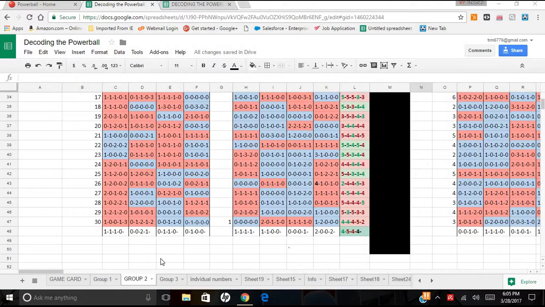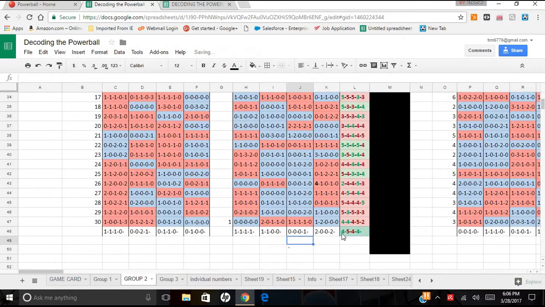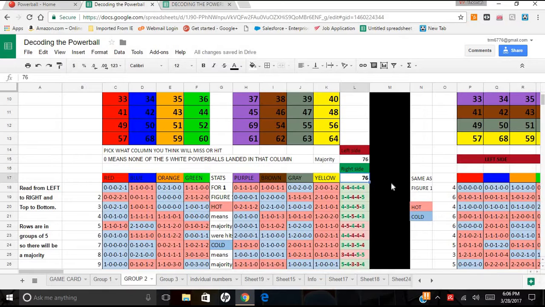Okay, so the next thing I'm going to do is find out where the majority of the numbers are. If the majority of the numbers are on this left side, then I'm going to color this red. If the majority is on this right side, then I'm going to color this green. So of course the majority is over here with the purple, the gray, and the 2 yellow, so the majority is on the right side, and I'm going to color that green. And then I'm going to record it in the stats and say that there's 7 on the right side for the majority.